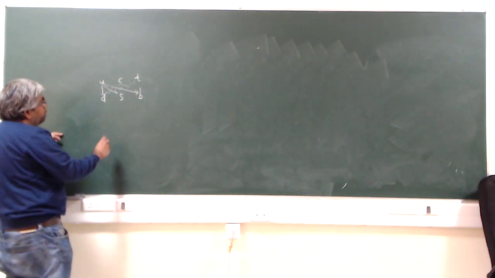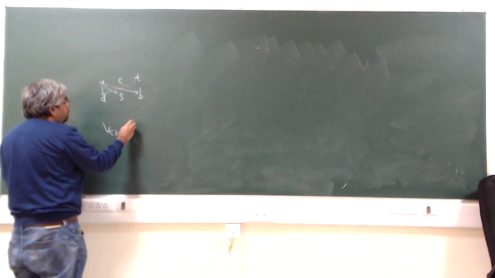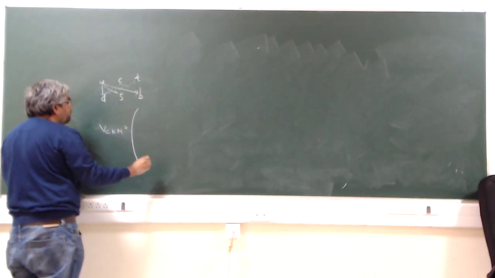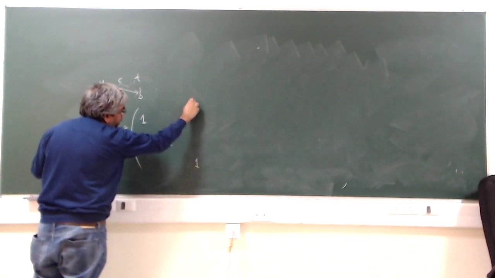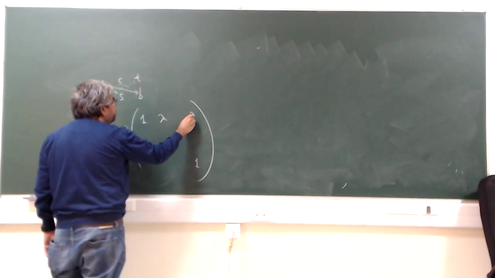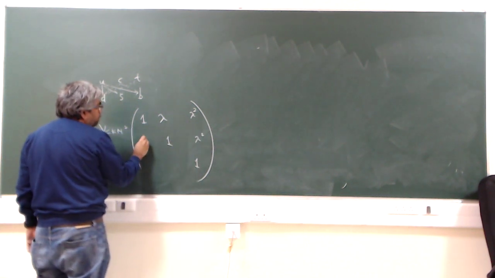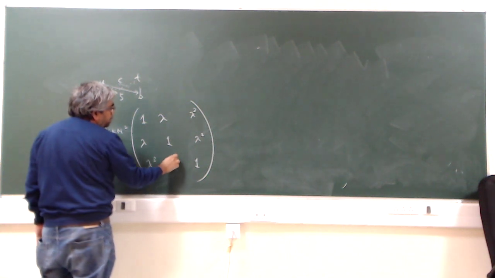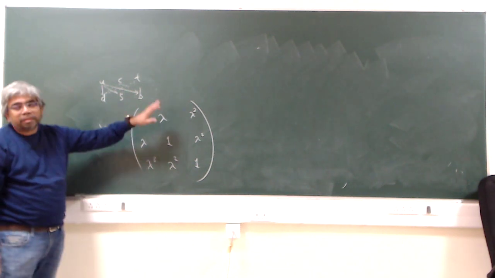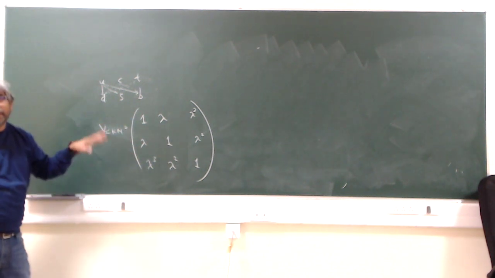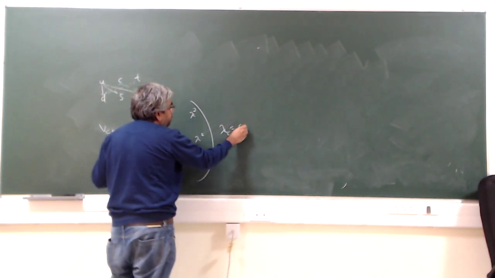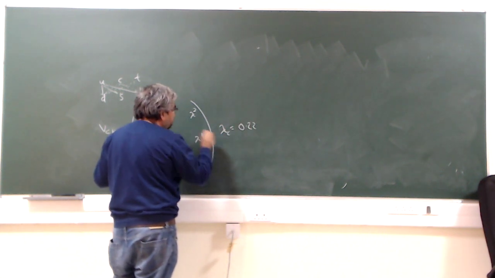Now, CKM has a structure. At the tree level, these are highly suppressed. So this has a structure which is easily expanded in terms of a perturbation to a unit matrix. So this is dominantly a unit matrix, and roughly of this form, and this form is called the Wolfenstein parameterization. There are some parameters A and rho, including the phase and everything, I'm not writing it down. This lambda, the Cabibbo angle, is of the order of 0.2.